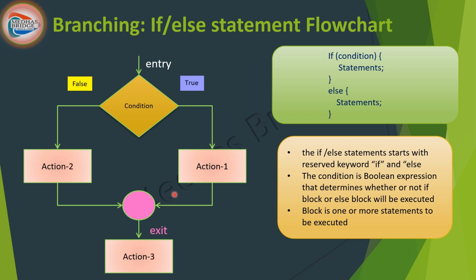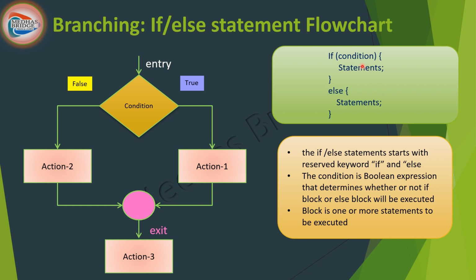Once this part is done, then the next set of actions, the following actions, are action 3. All the statements within action 3 will be executed. So this is what we call the if else statement. This is the syntax for if else. If the condition is true, all the statements within the if block will be executed, or else the else block will be executed. Get it? So if and else are the keywords.